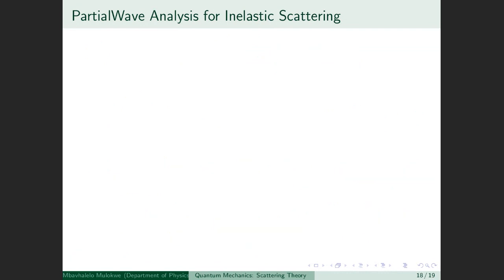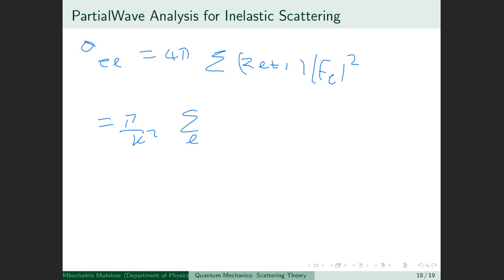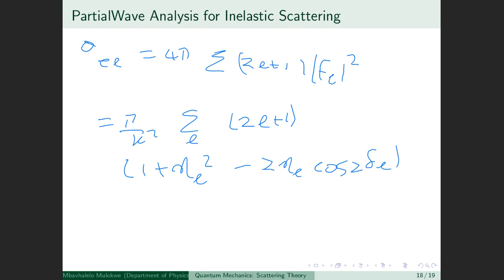So let's just summarize. You know that sigma for the elastic case will just be 4 pi sigma 2L plus 1 FL squared. So this just gives you pi over k squared 2L plus 1, and we determined what that would be, so it's just 1 over eta L squared minus 2 eta L cos 2 delta L. And similarly, sigma inelastic will be pi over k squared sigma 2L plus 1 of 1 minus eta k squared.